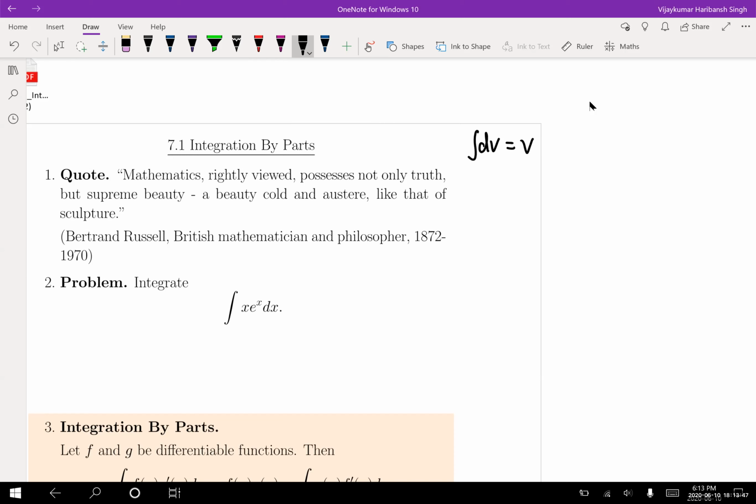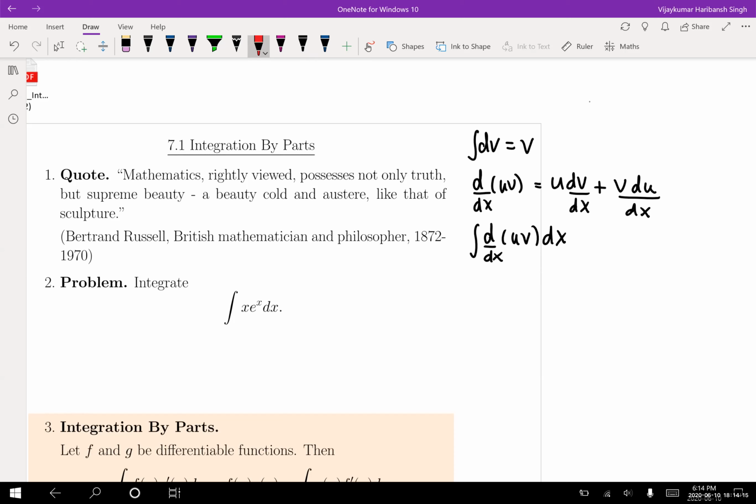Now, if you write down the product rule, you have d by dx of uv is u dv by dx plus v du by dx. Now, if you take this and integrate on both sides, what do you get? You get the integration with respect to x. Now, note that this is not really a fraction, but you can think about this as the integration of u dv plus v du.